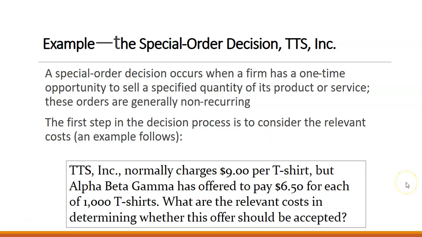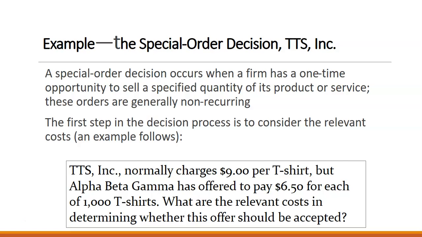Let's look at these examples one by one. We'll start with the special order decision. So a special order occurs when a firm has a one-time opportunity to sell a product or service. The orders are generally not a recurring order. So we need to look at the relevant costs.